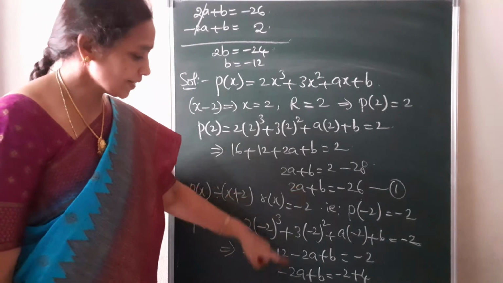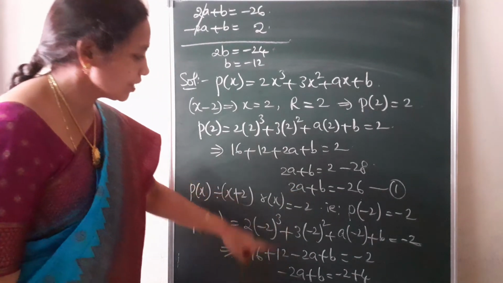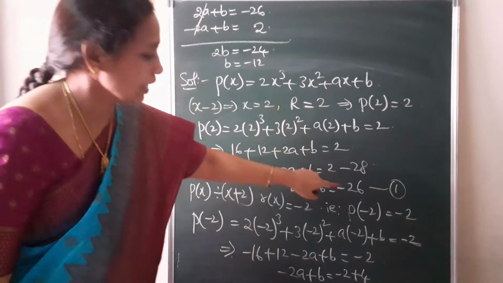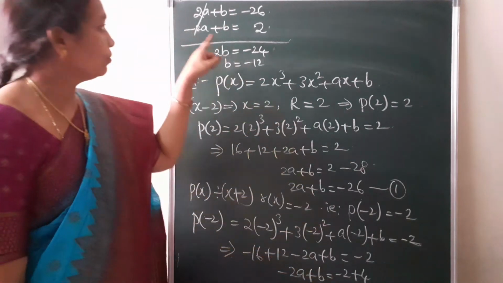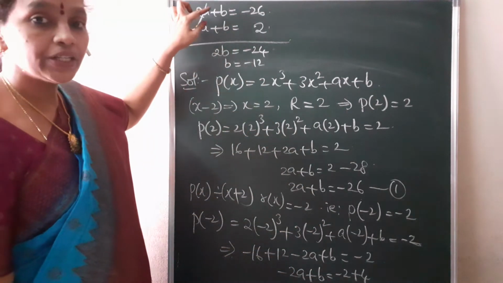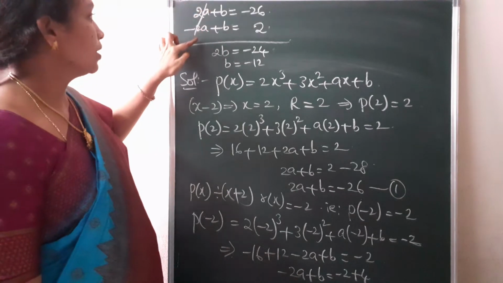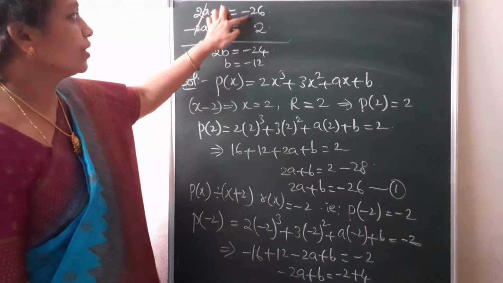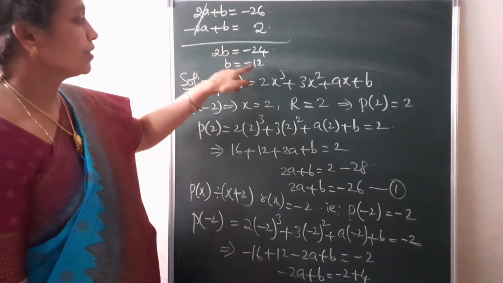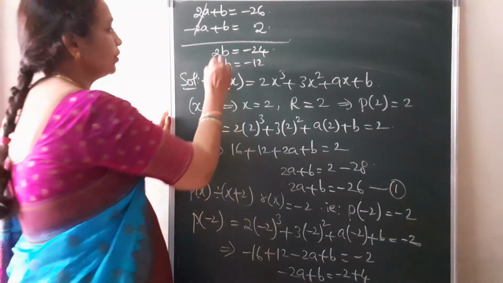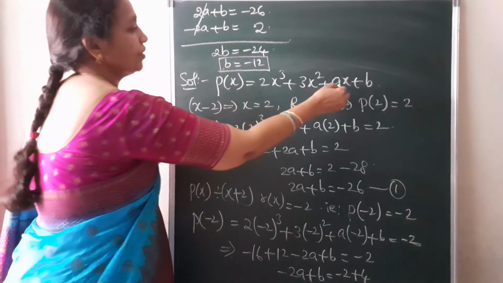So from the first and second equations, by solving those two equations, 2a plus b is equal to minus 26 and minus 2a plus b is equal to 2. So by adding the two equations, plus 2a minus 2a gets cancelled. 2b is equal to minus 24 you will get, and b is equal to minus 12. You have to find out the a and b values.